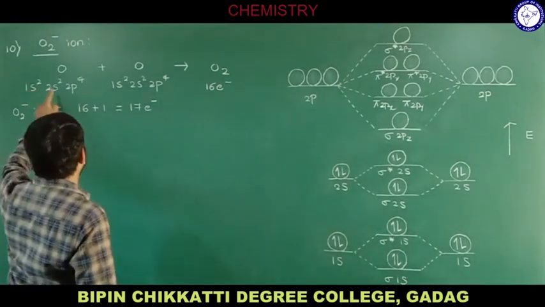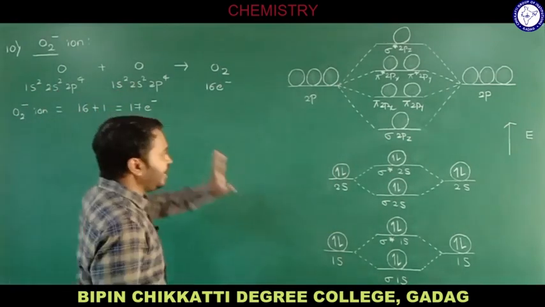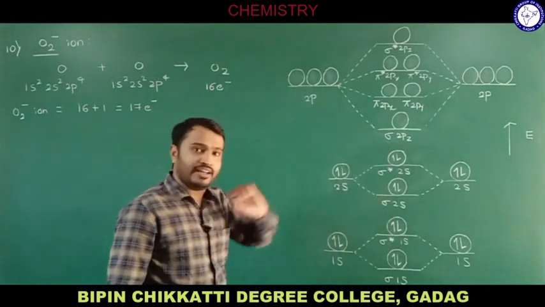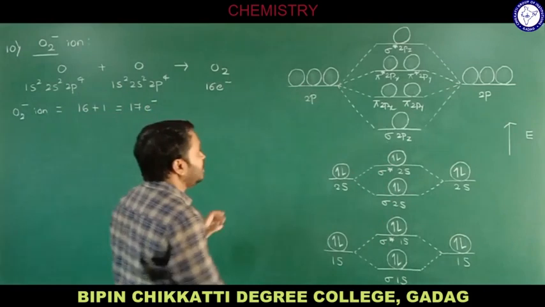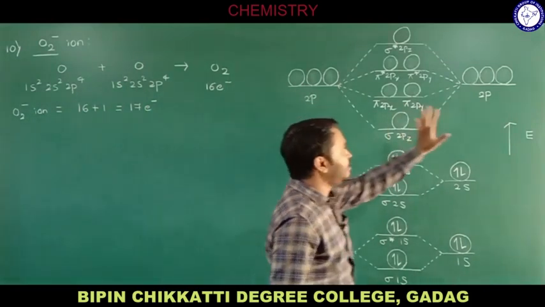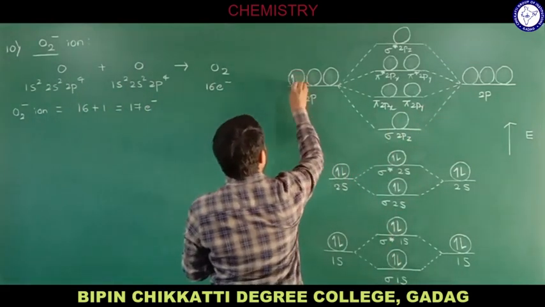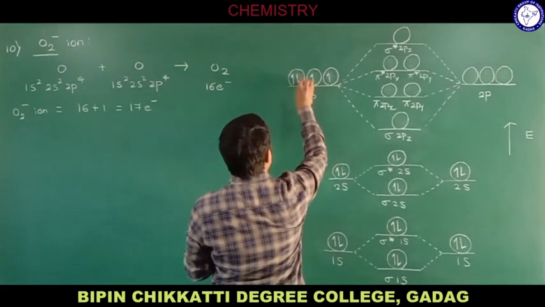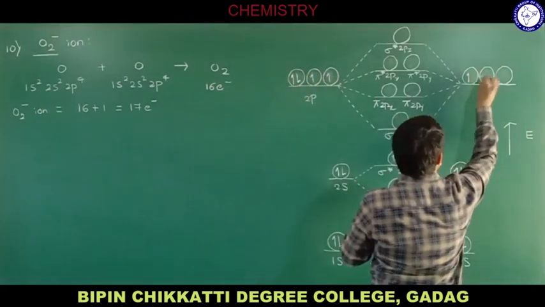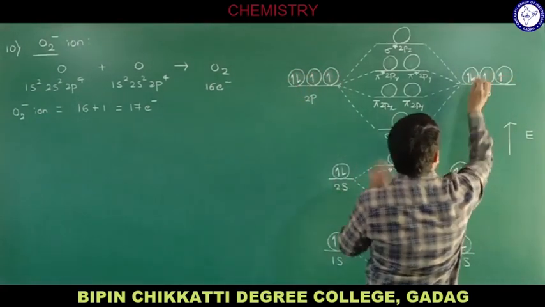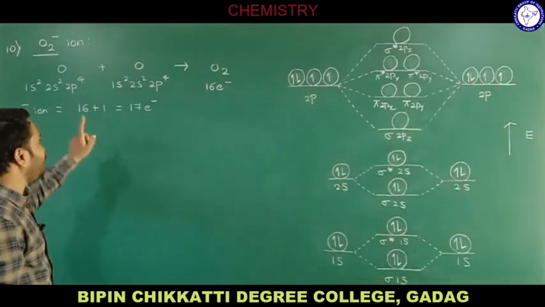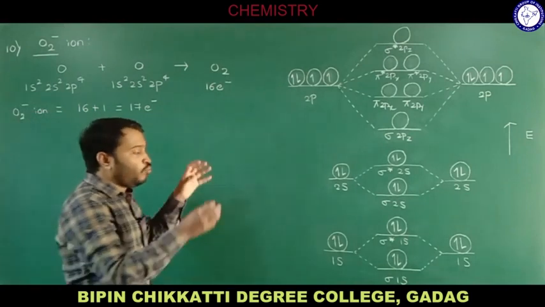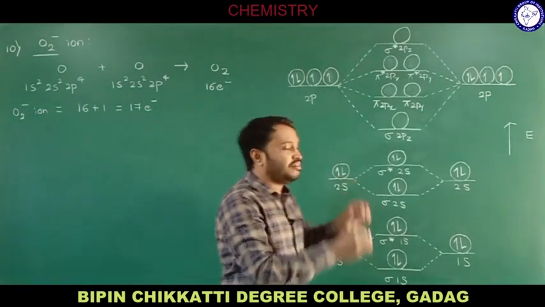So 1s2, 2s2, 1s2, 2s2, we have 2 electrons each. I filled that already. Now the very important part is 2p4 and 2p4. So here we have 4 electrons and here we have 4 electrons. Let me show you that: 1, 2, 3, 4 according to Hund's rule. So 1, 2, 3, 4 according to Hund's rule. So this is how 16 electrons are filled. But we have one more electron. So one more electron has been added.